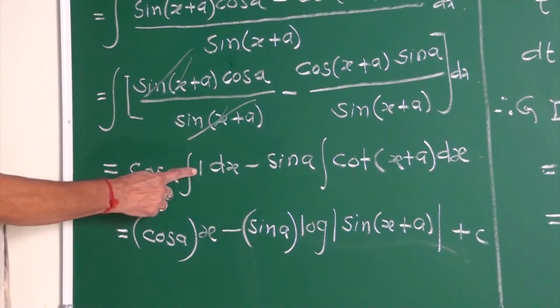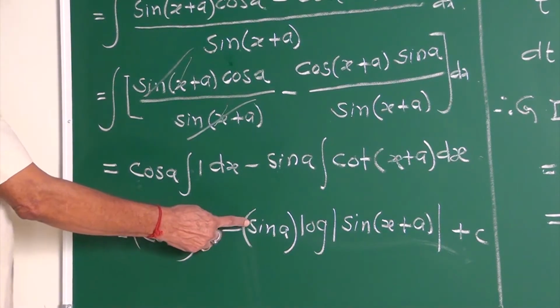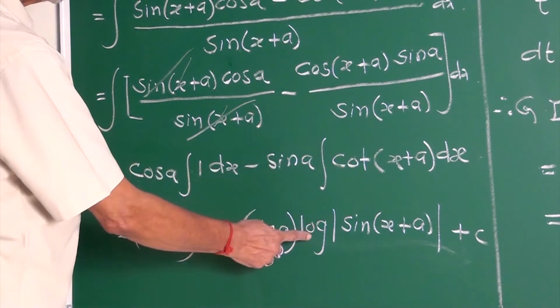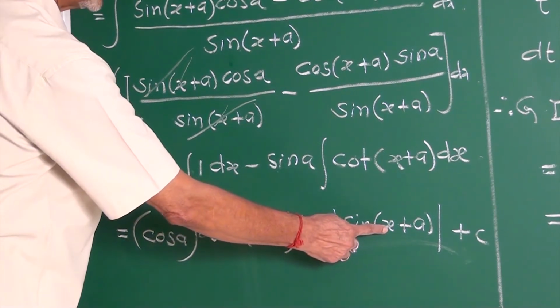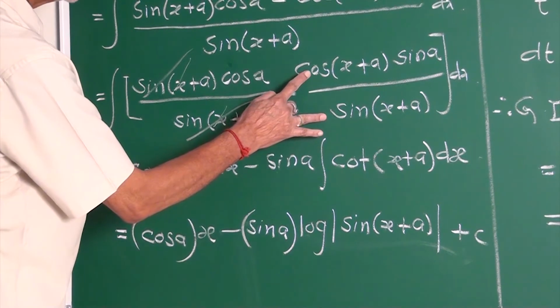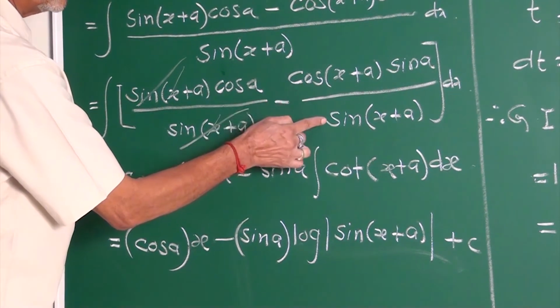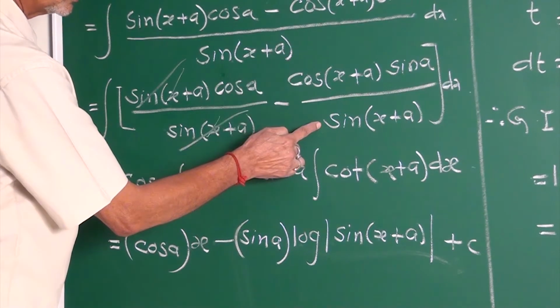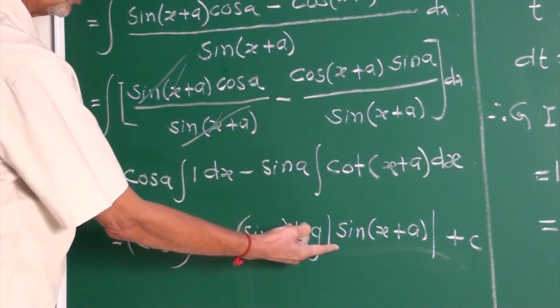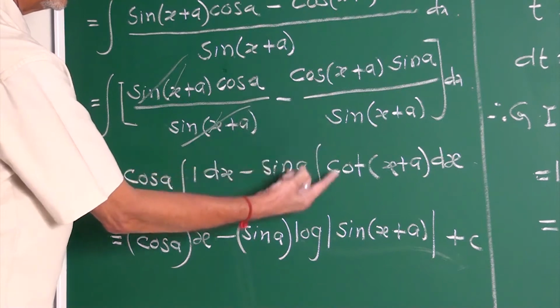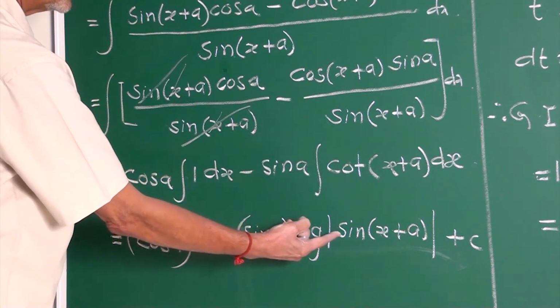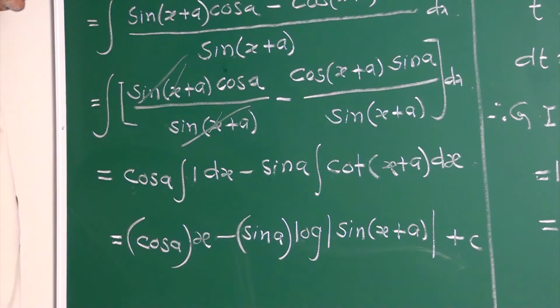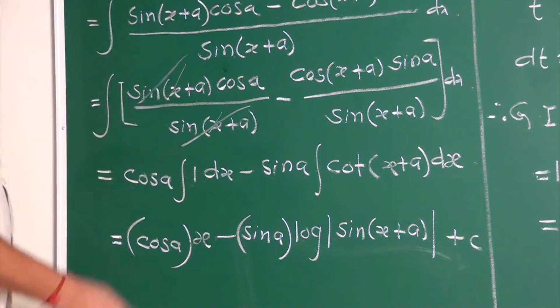Now the integral of 1 is x, minus sin a into the integral of cot, which is log sin x plus a. Otherwise, you can use here itself f dash upon f. What is the derivative of sin? Cos. Then it becomes what? f dash upon f. What is f dash upon f? Log f. Or you convert in terms of cot and write the integral of cot is log sin x plus a, plus c. Hope understood, my friends.